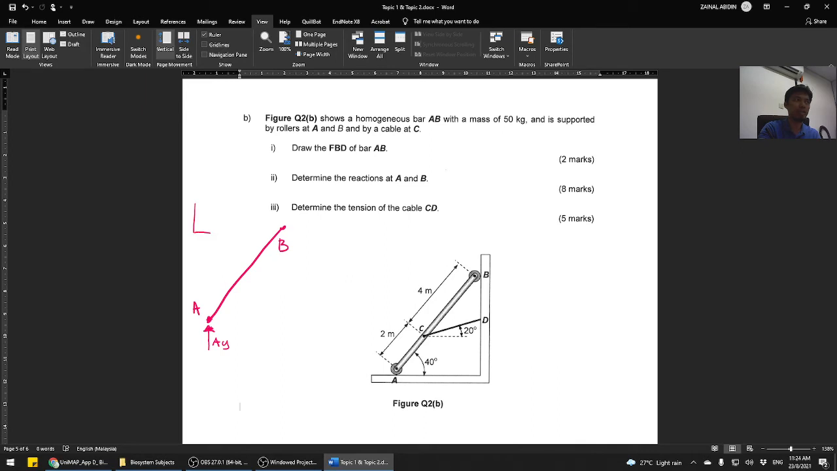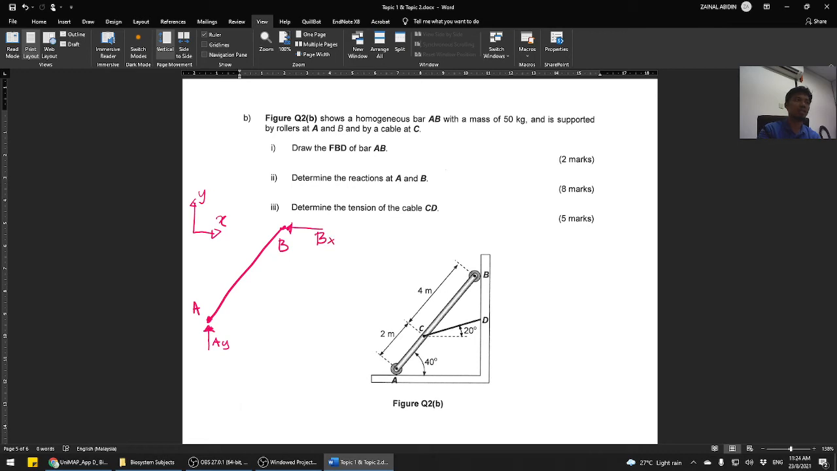Assume that your axis is vertical is Y and the horizontal is X. So point B is also a roller, with a reaction force which is perpendicular to the face of that roller, and label it properly, BX.